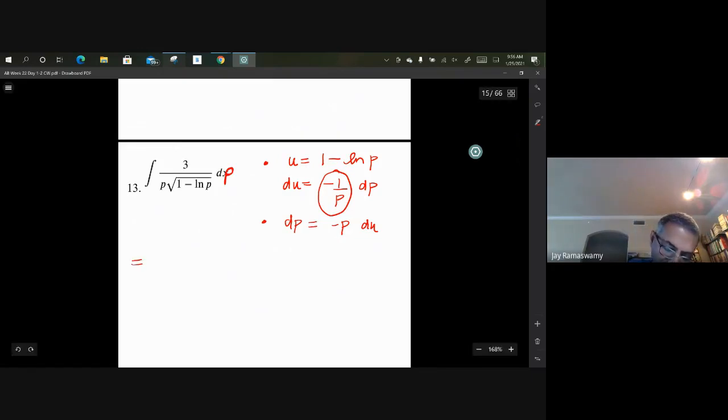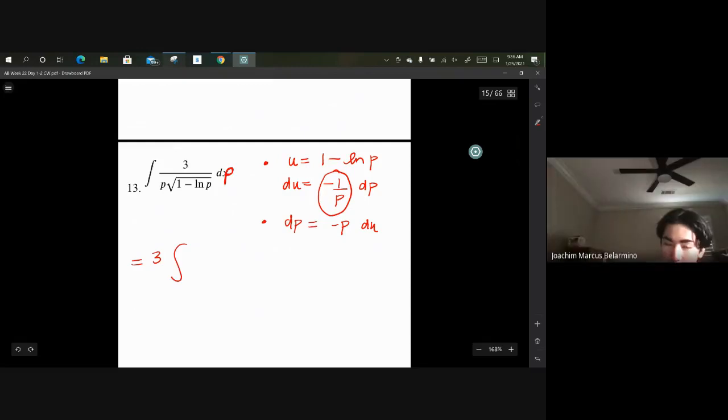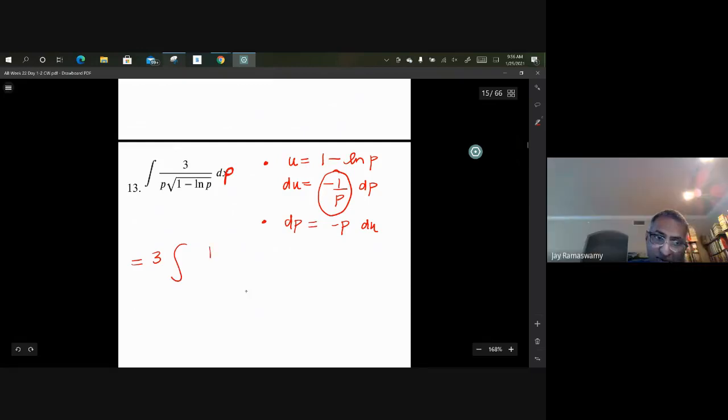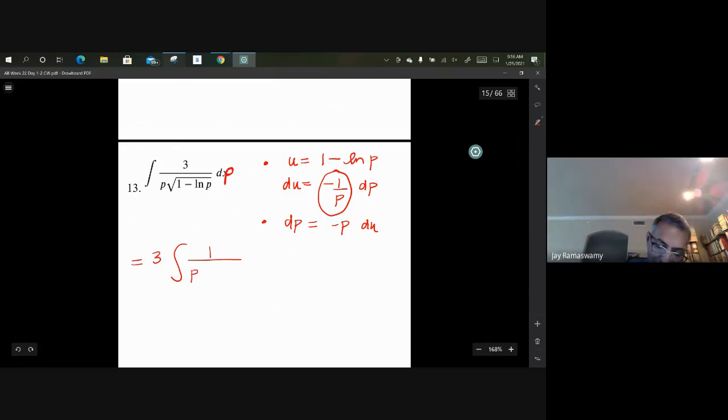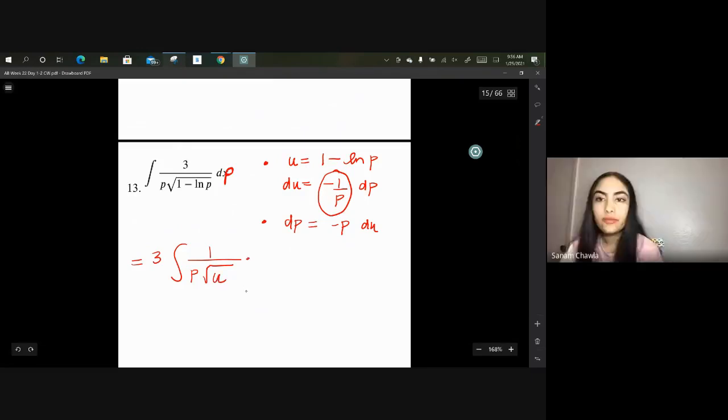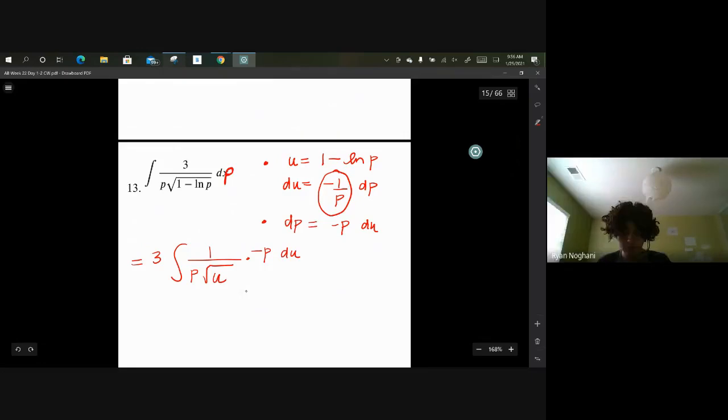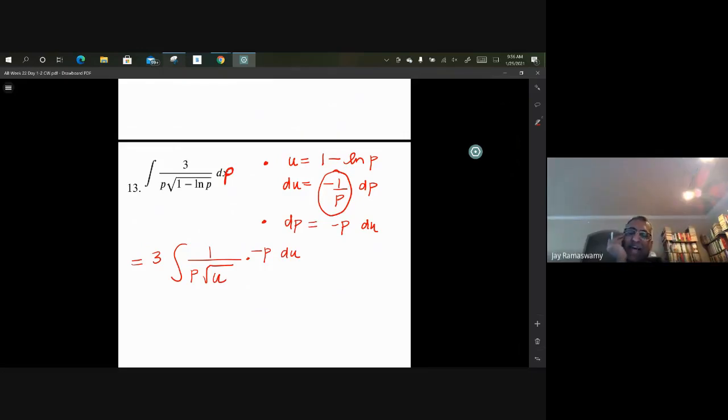Can I pull out the 3? Yes. That's 1. Guys, there's a 1 on top now. That p here stays the same. It just becomes radical of u. And the dp is nothing but negative p du. Is everybody okay there? Write the next step yourselves. Finish the problem. Everybody finishes the problem. Look down.